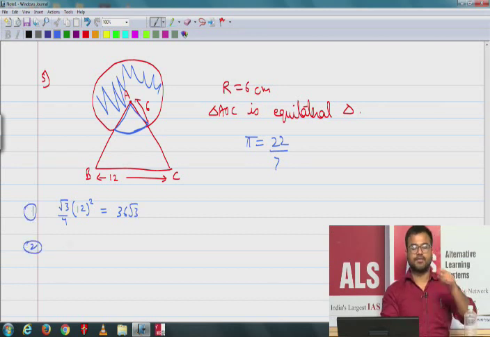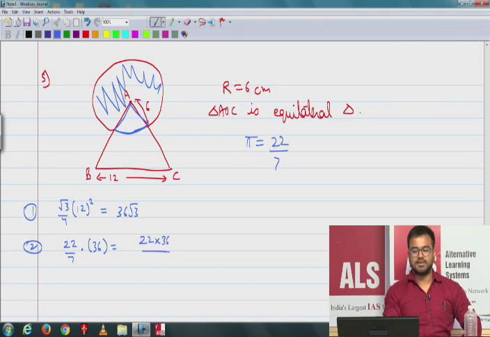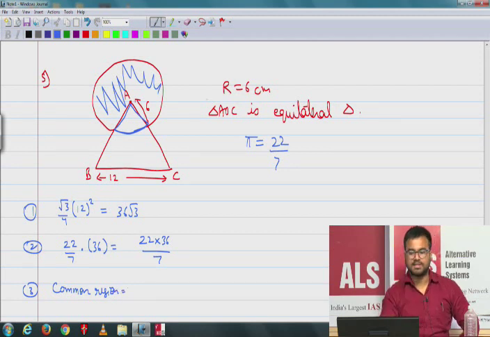Second part is the area for the circle, pi r square, radius is 6. So 22 into 36 divided by 7, that is the area for the circle. And third part is the common region. So the common region is the smaller sector, you can see, this one. This in pink color, this is the common region which we have to subtract, because when you add the circle and the triangle, this will be counted twice. So we have to subtract that one.